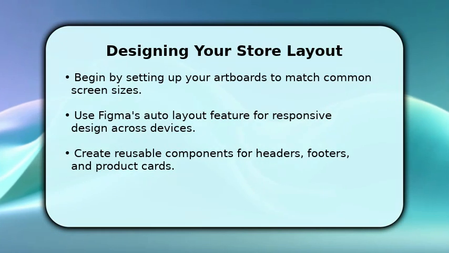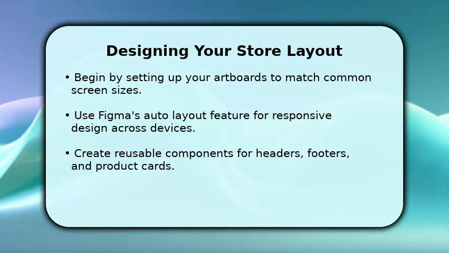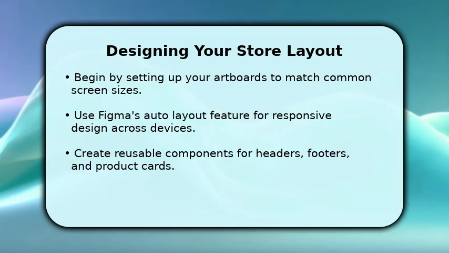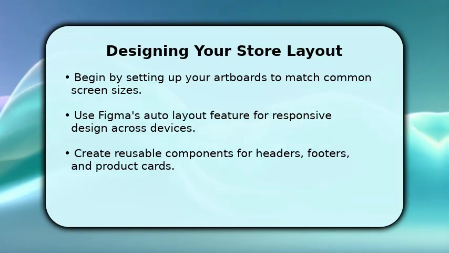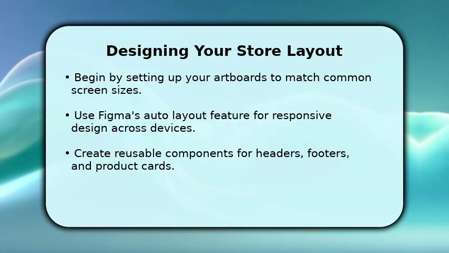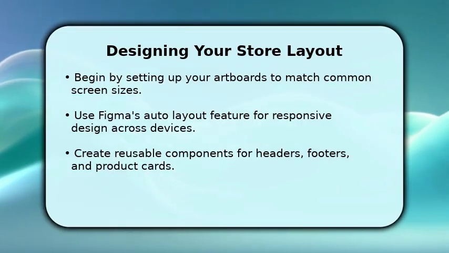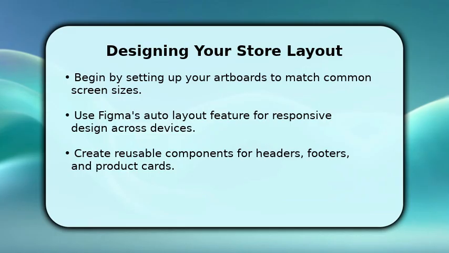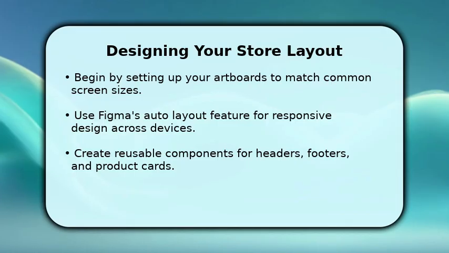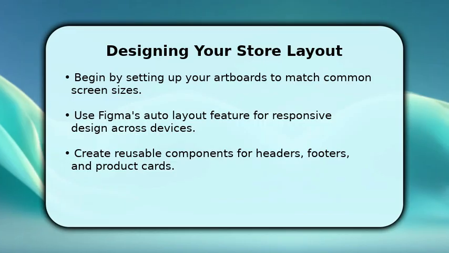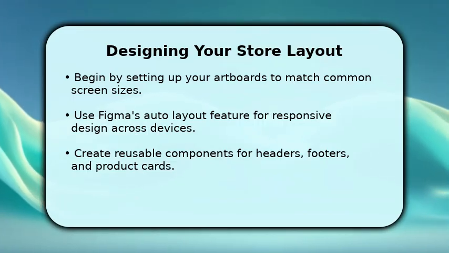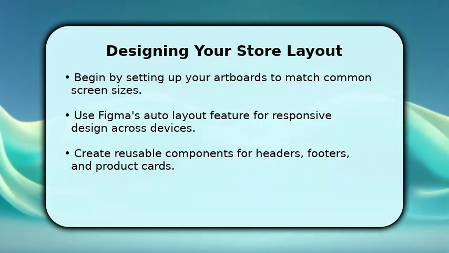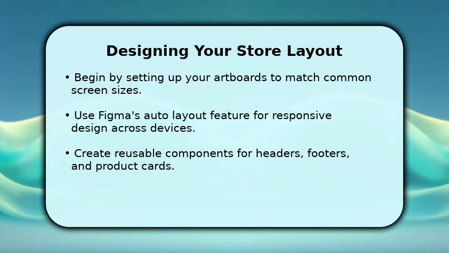To start, set up your artboards to reflect common screen dimensions, like 1920 pixels for desktop or 375 pixels for mobile. Leverage Figma's auto layout to ensure your designs adapt seamlessly to various screen sizes. Build a robust component library for elements such as navigation bars, product listings, and call-to-action buttons. This approach saves significant time and maintains design consistency throughout your entire Shopify store project.